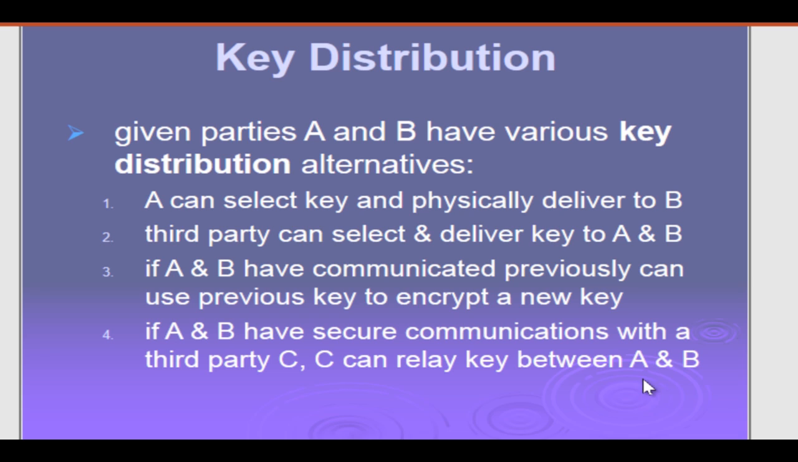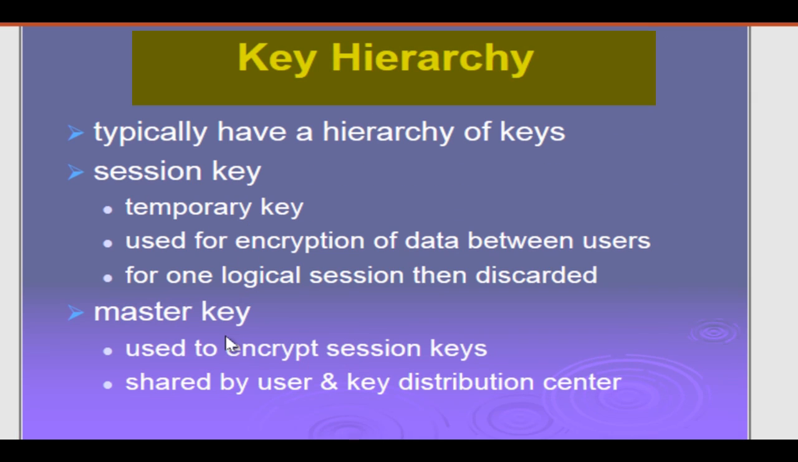C will send the key between A and B. So these are the 4 ways you can distribute a secret key. Now let us see the key hierarchy. What is the hierarchy of keys?